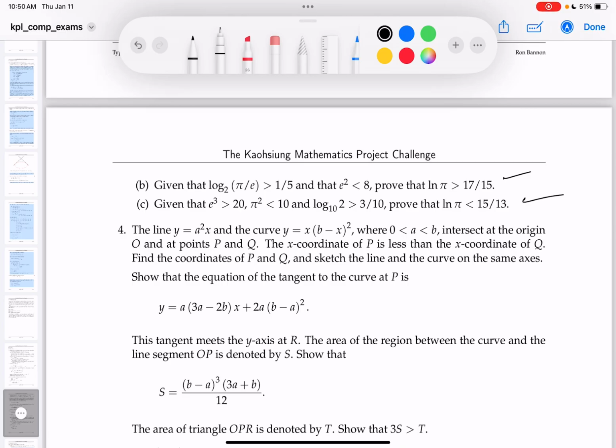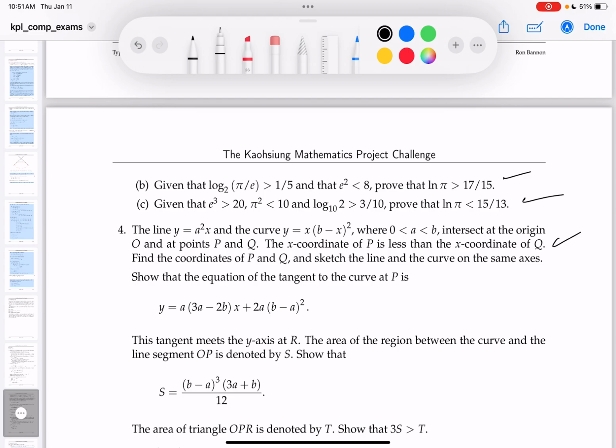Okay, for number 4, they say the line y equals a squared x, and the curve y equals x times (b minus x squared). That's a cubic curve, by the way. They say where a is a positive number, greater than 0, and a is less than b, so b is also a positive number. They say they intersect at the origin and at points P and Q. The x-coordinate of P is less than the x-coordinate of Q. Find the coordinates of P and Q and sketch the line and the curve on the same axes.